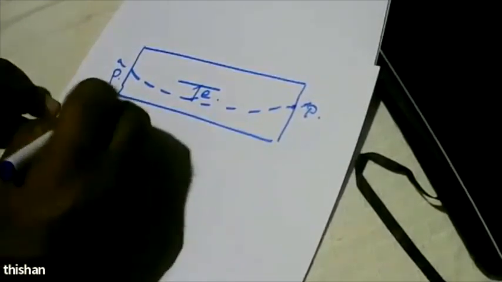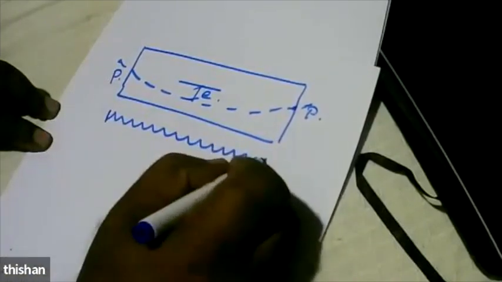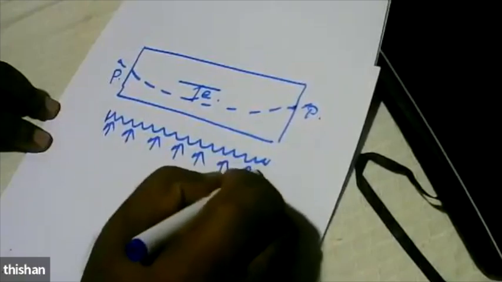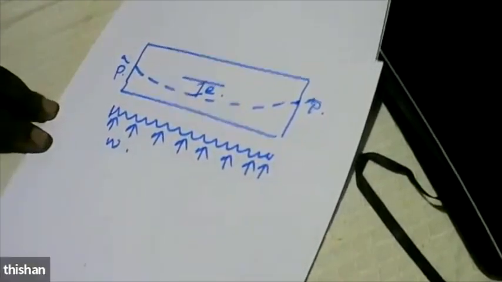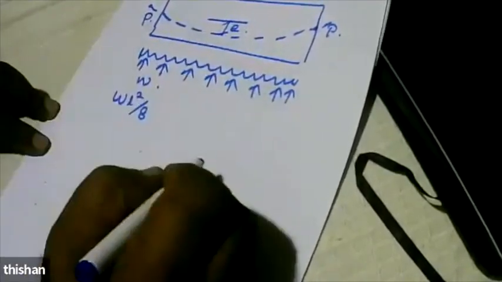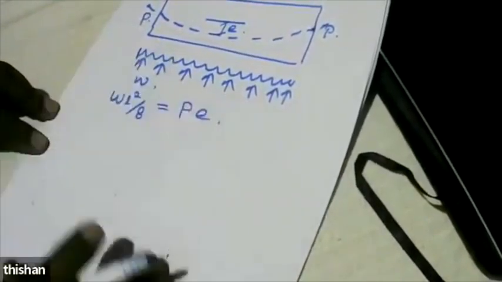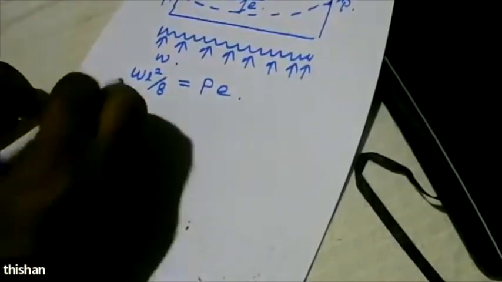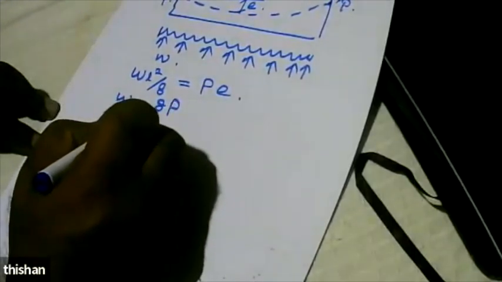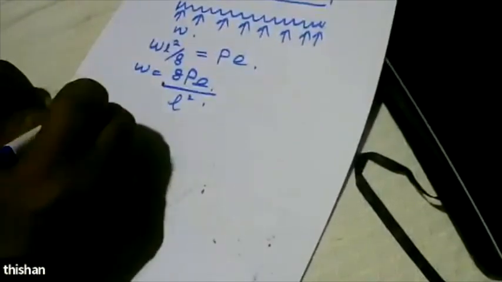and then we can say this will exert a load, a UDL upwards. If that UDL has a magnitude W, then we can say W S squared over 8 is the maximum moment that you get at the center, and it is equal to P times E. And because of that reason, we can say W is equal to 8PE over S. And we say this is an equivalent load.